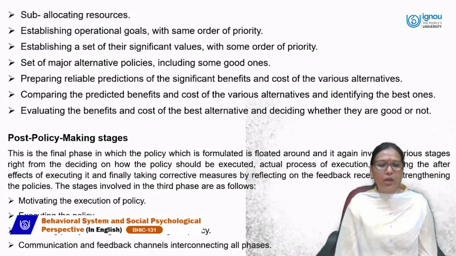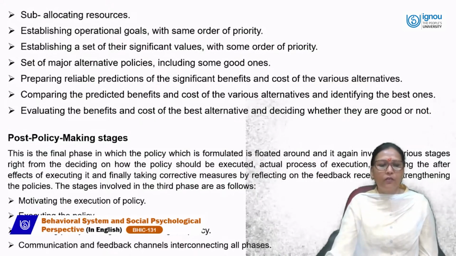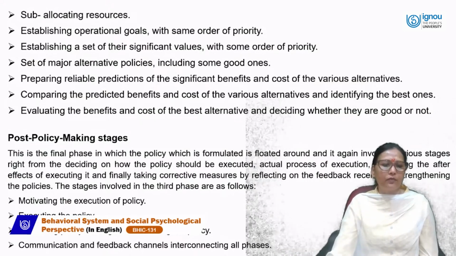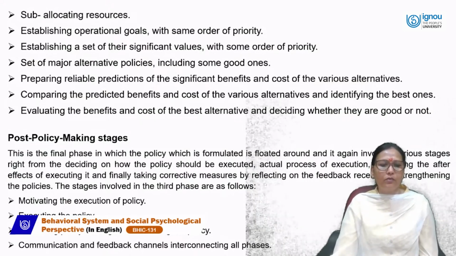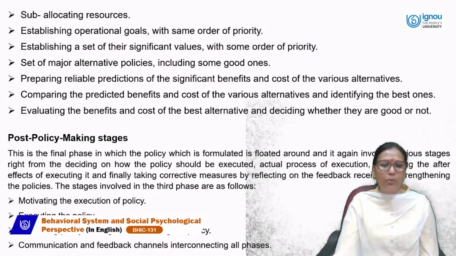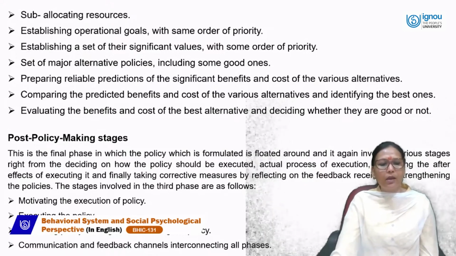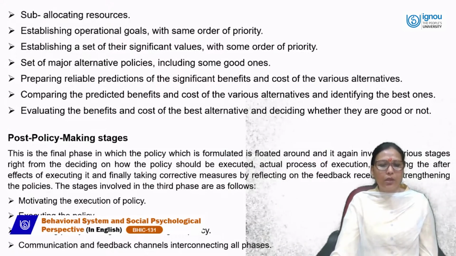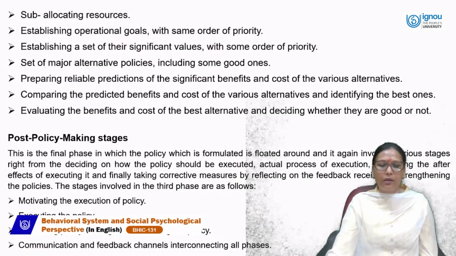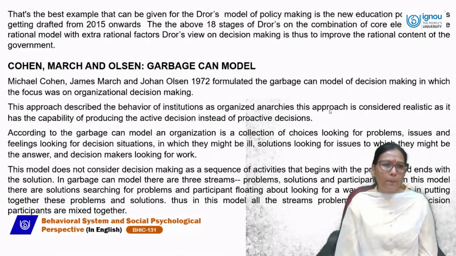Communication and feedback channels interconnect all the phases. These were the stages. First, we have to motivate how we could execute the policy, that is the propaganda or ads or whatever. Now, executing the policy, then evaluating the policy, including the after effects of executing the policy, so it was to be evaluated. Then the communication and feedback channels interconnecting all the phases.